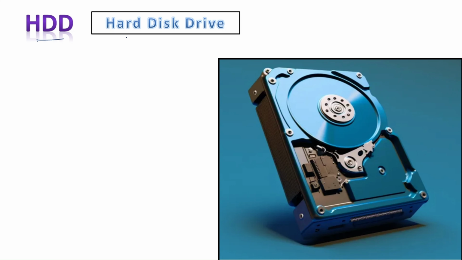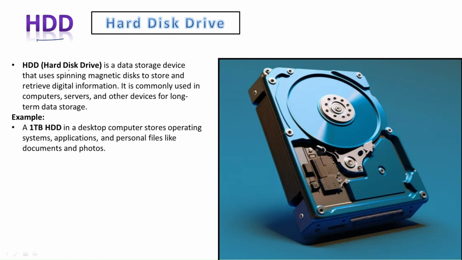HDD, that is hard disk drive. So HDD, or hard disk drive, is a data storage device that uses spinning magnetic disks to store and retrieve digital information. It is commonly used in computers, servers, and other devices for long-term data storage. For example, a 1 terabyte HDD in a desktop computer stores the operating system, applications, and personal files like documents and photos.